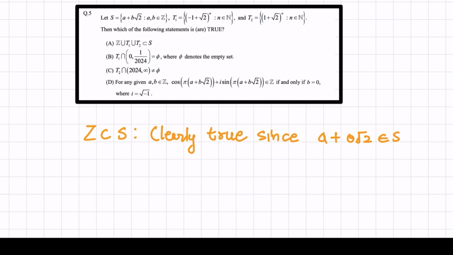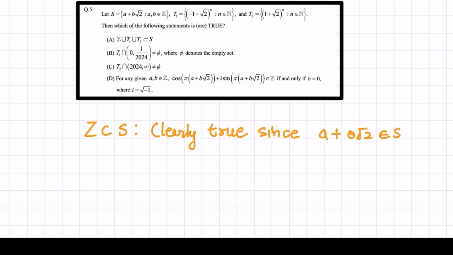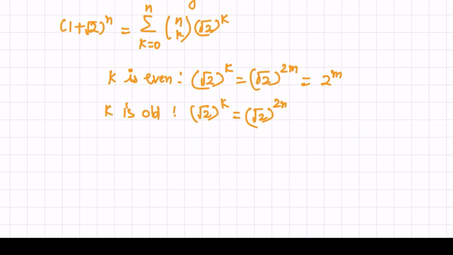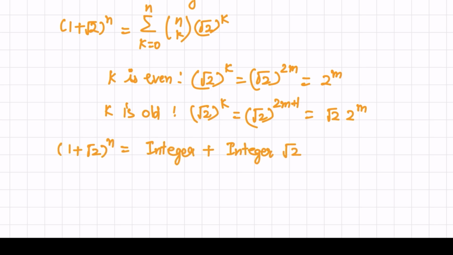Now we're going to check T1. To check T1 and T2, we're going to need the help of the sum of binomials. So let's see if I can write T1 and T2 in terms of how S looks, so it will be easy to see whether T1 and T2 are subsets of S or not. We know how to expand the binomial, this summation of n choose k times square root of 2 to the power k. If k is even, it will be 2 to the power m, and if k is odd, it will be square root of 2 to the power m.